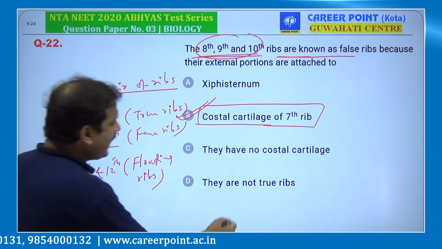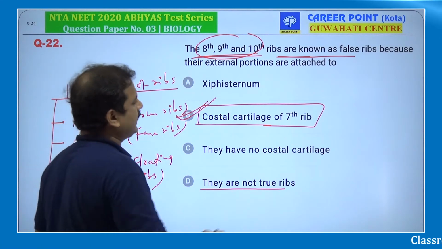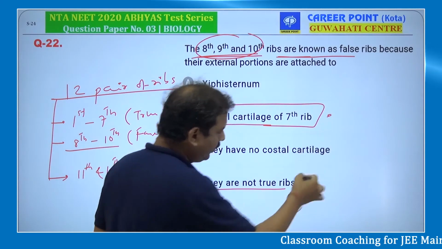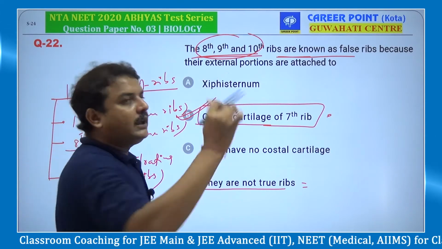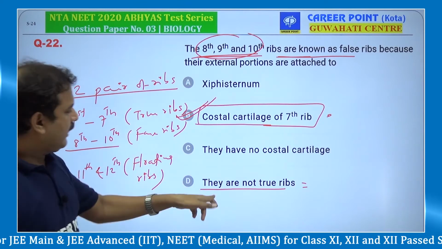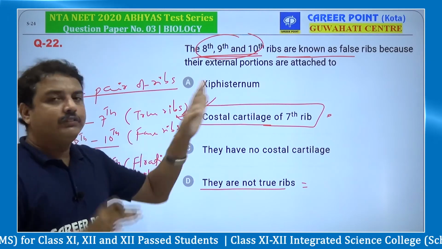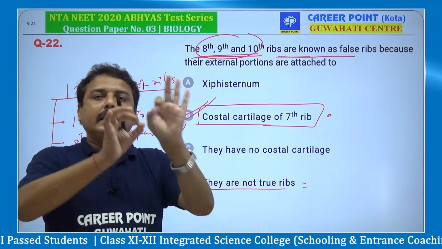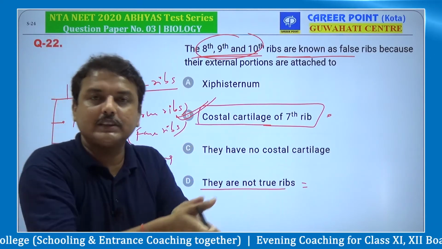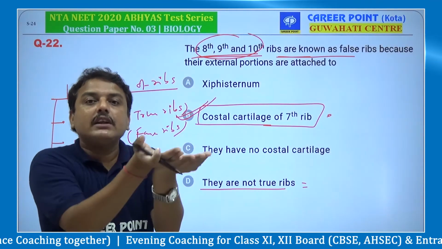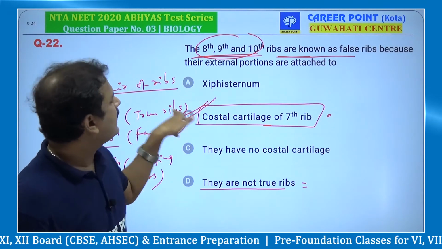Now, they are not true ribs. Yes, that is also a correct answer. Please remember, in this question B and D both are correct. But I am going for B because it gives the main nature of false ribs. Of course they are not true ribs, that is why they are called false ribs. But I prefer B because this particular option gives the definition of false ribs. Why are they false? Because they are not directly attached to the sternum, they are attached to the 7th rib's costal cartilage. So that is why I am going for answer B.